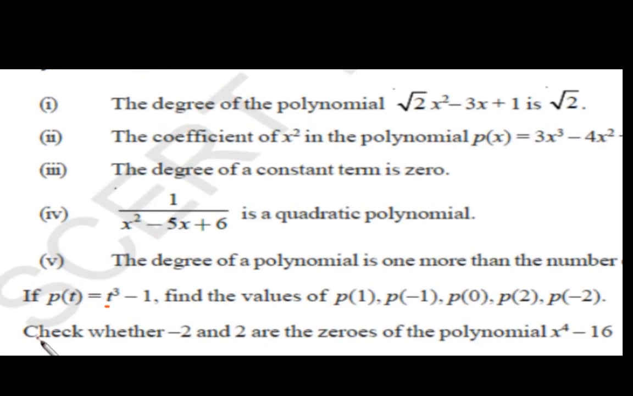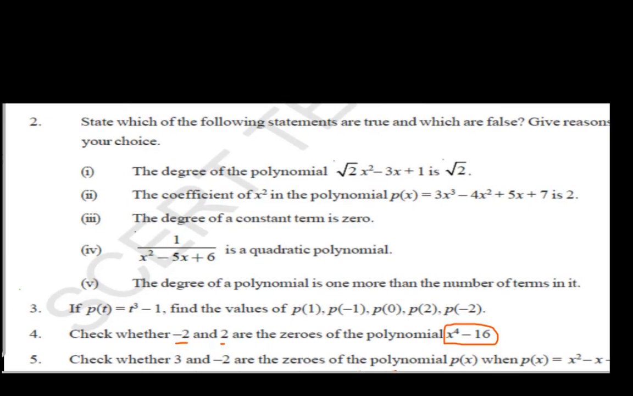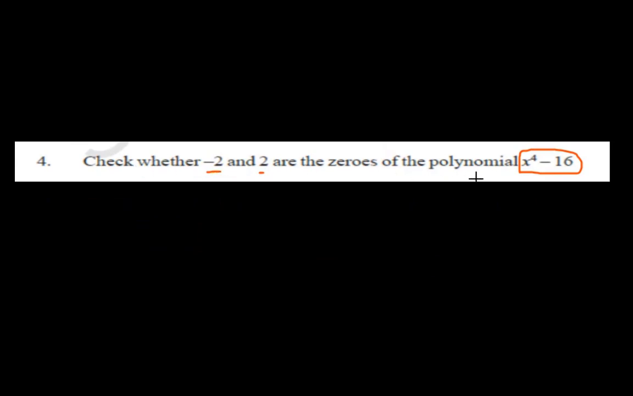Now let us see the fourth question. It is given as: check whether minus 2 and 2 are the zeros of the polynomial x power 4 minus 16. So what we have to do here is verify whether minus 2 and 2 are the zeros of the polynomial x power 4 minus 16. And we know that zeros of a polynomial are nothing but the real numbers which make the polynomial value 0 when they are substituted in the place of the variable.